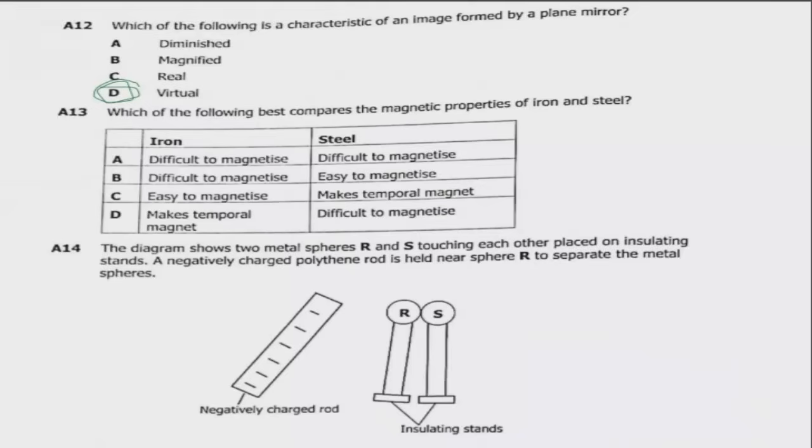We come to question 13, which is as follows. Which of the following best compares the magnetic properties of iron and steel? Okay, so I can take time and look at the answers. We have A, difficult to magnetize, difficult to magnetize. No.